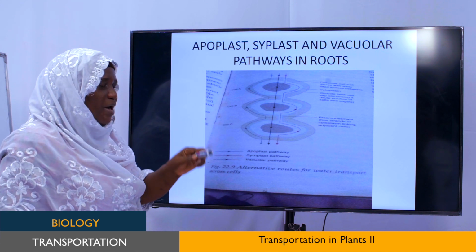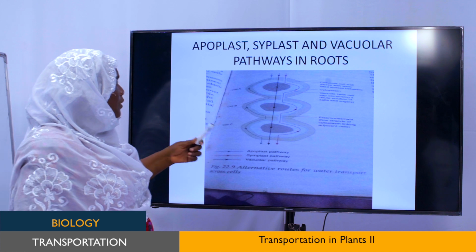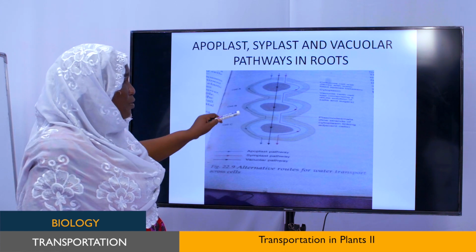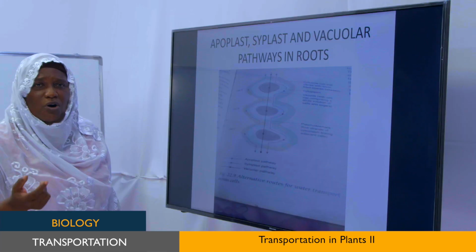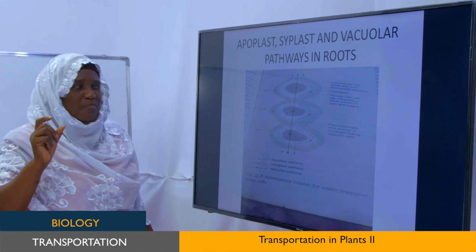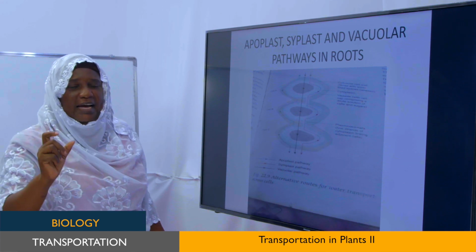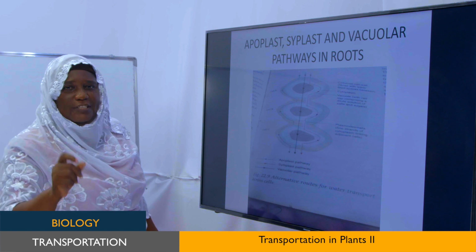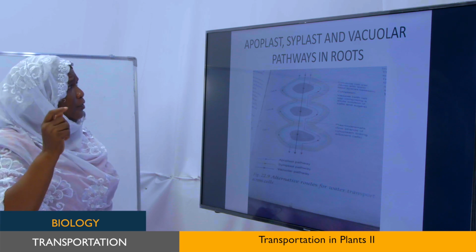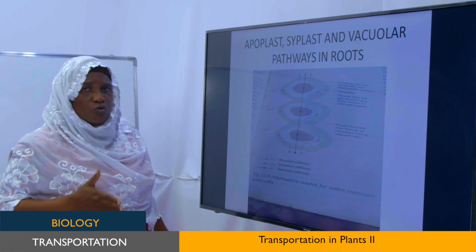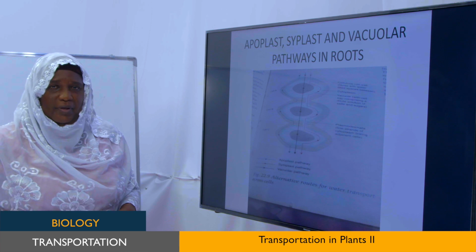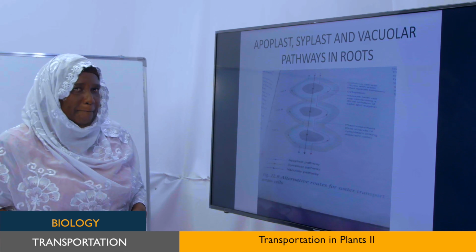But always remember that when water passes through the cell wall and reaches the endodermal cell wall, there are Casparian strips which are made up of suberin. It acts as a waterproof barrier and forces water, which moves through the cell walls, to enter the protoplasm of the cell. I think you have understood.